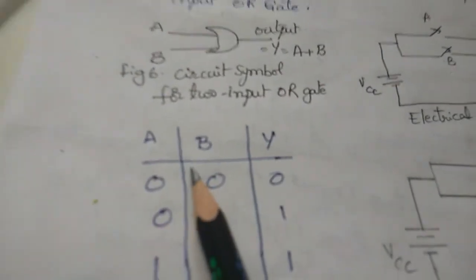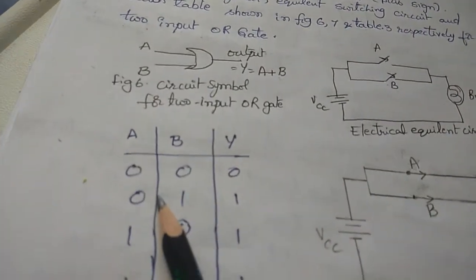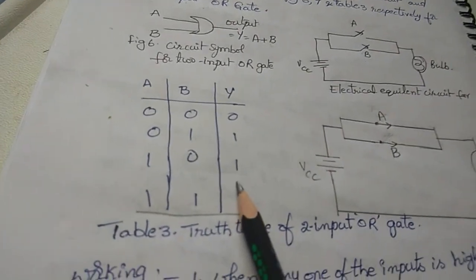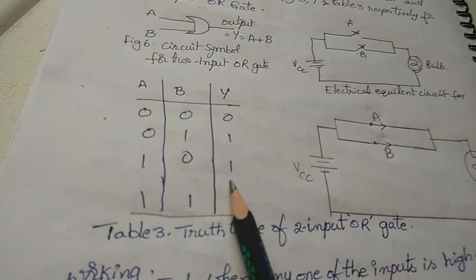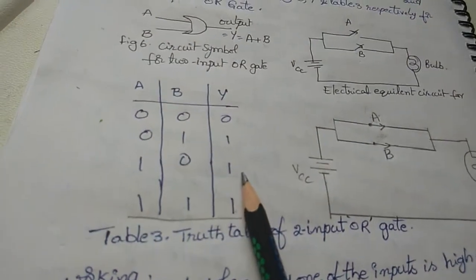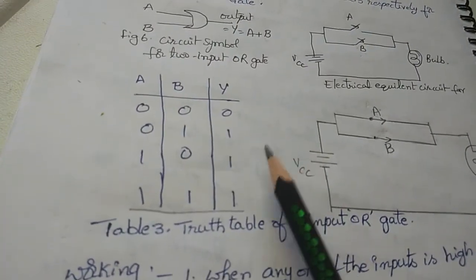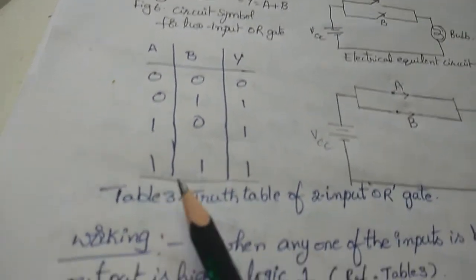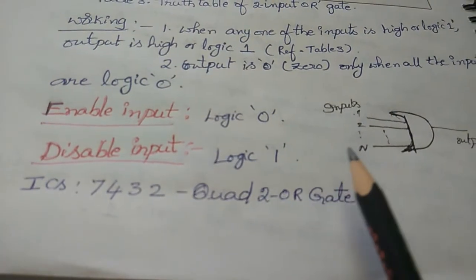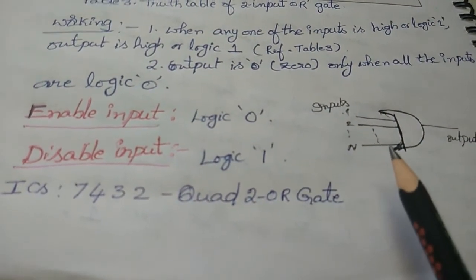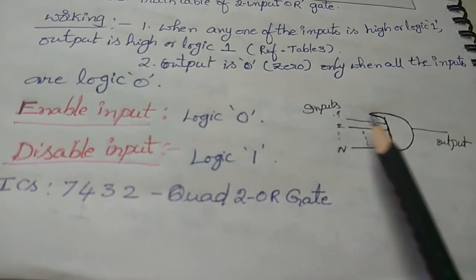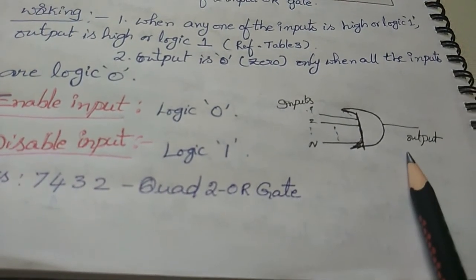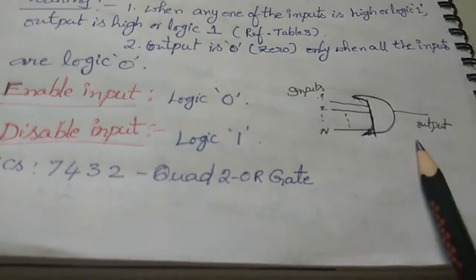Similarly, for 3 inputs, if any one of the inputs is logic 1, the output is 1. For a 3 input OR gate, 4 inputs or any number of inputs, the output is logic 1 when any one of the inputs is logic 1. You can draw this n input OR gate by drawing n lines at the input and 1 at the output, that is, n inputs and 1 output.